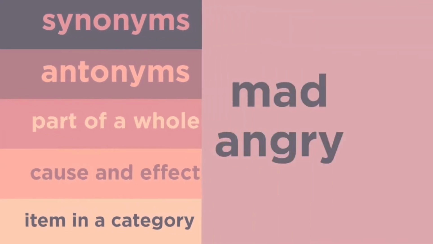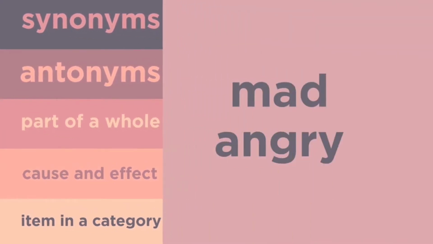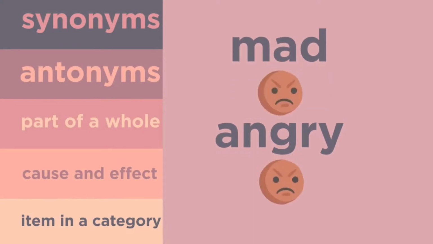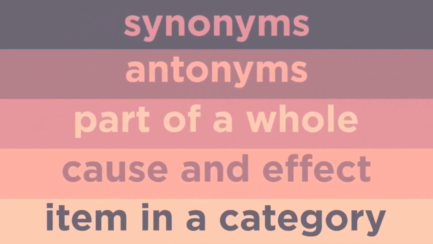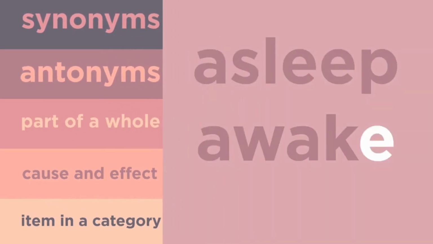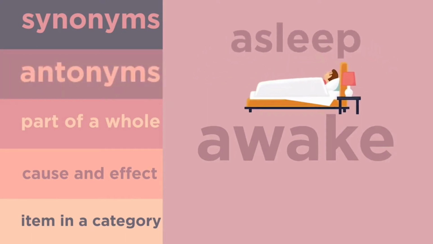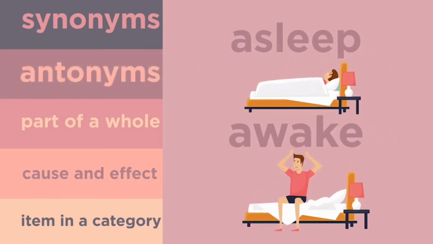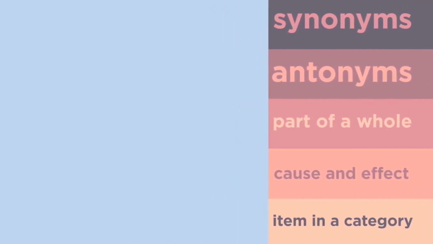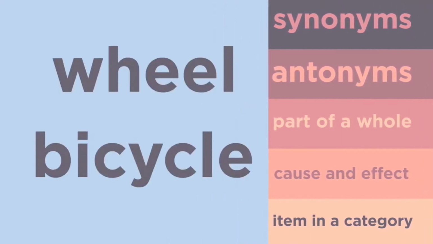For example, what is the relationship between the words mad and angry? These two words are synonyms because they have similar meanings. What is the relationship between the words asleep and awake? They are antonyms because asleep is the opposite of awake. What is the relationship between a wheel and a bicycle? This is a part of a whole relationship because a wheel is a part of a bicycle.